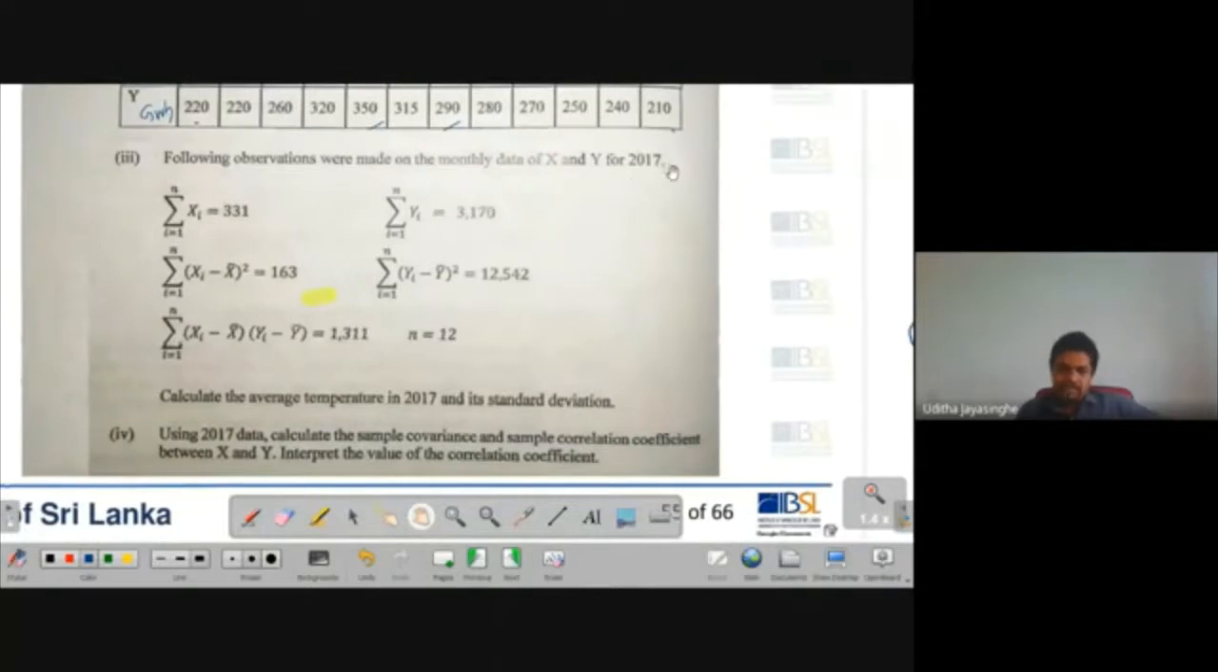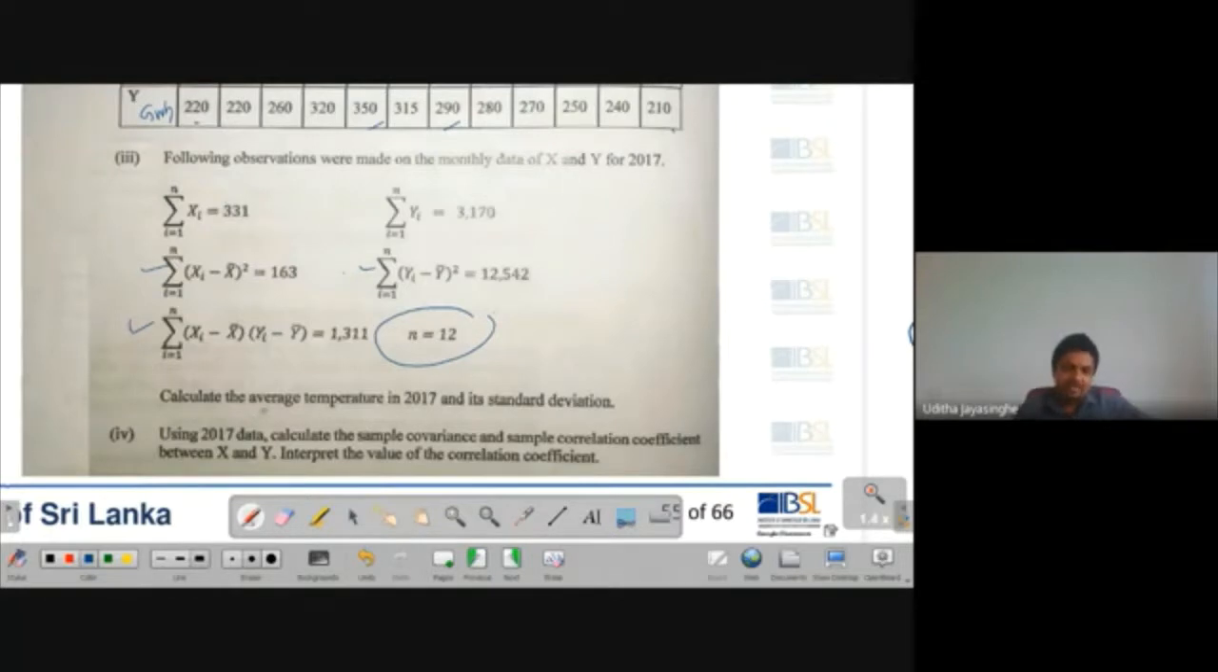The first two parts I've taken out since they are not relevant here, and we are looking at part number 3 and part number 4. The following observations were made on the monthly data of X and Y. Now the examiner is giving you sigma X, sigma Y, and the sum of (yi minus y bar) squared, which is part of the variation equation. So those are given, and this is for the covariance. n is given as 12, which we see in the 12-month example. That's fine. What is being asked here?